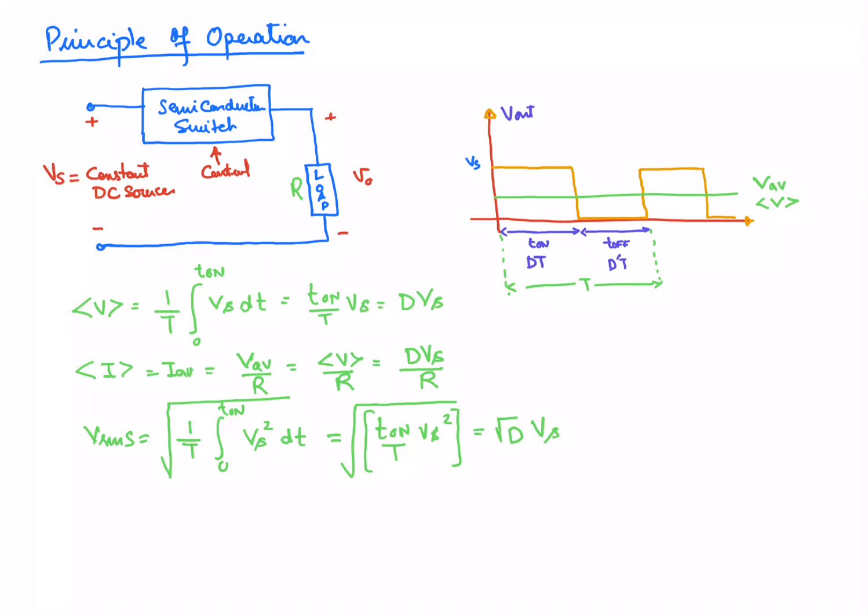And how to get the RMS current at the output? RMS current will be equal to Vrms divided by R. So, that can now be written as square root of D into Vs by R, right?